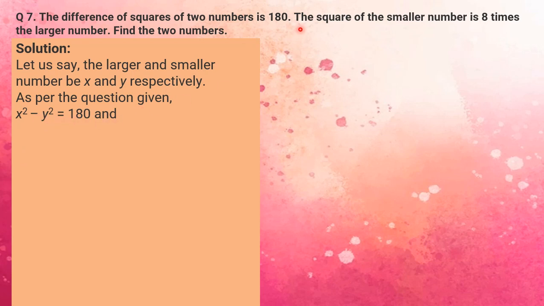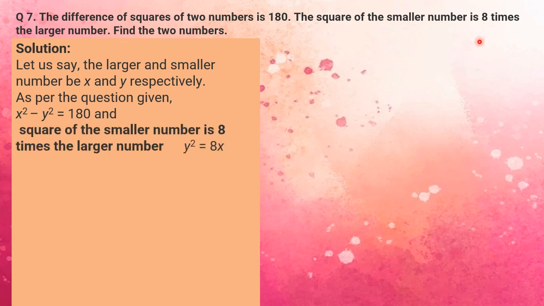Also it is given that the square of the smaller number, and the smaller number is y, so y square, is 8 times the larger number, that means 8 into x. So y square is 8x. We put y square equals 8x in the equation x square minus y square equals 180. By putting it we get x square minus 8x equals 180. Now this 180 we transpose to the left hand side, so we get x square minus 8x minus 180 equals 0.